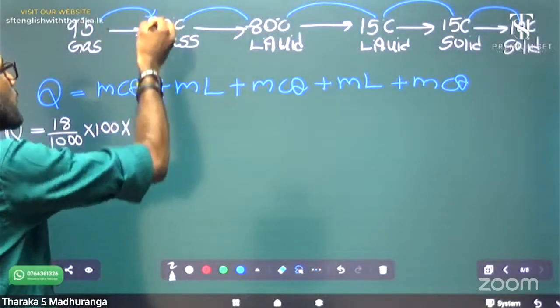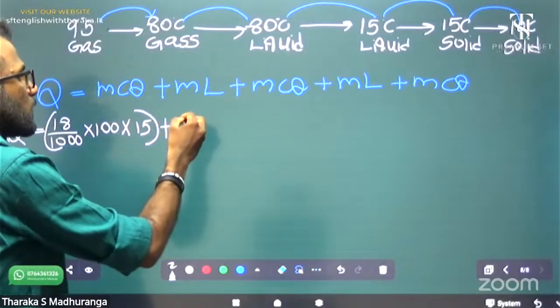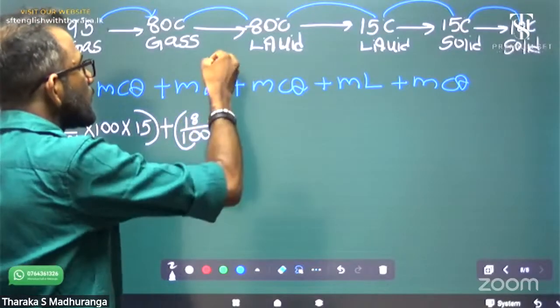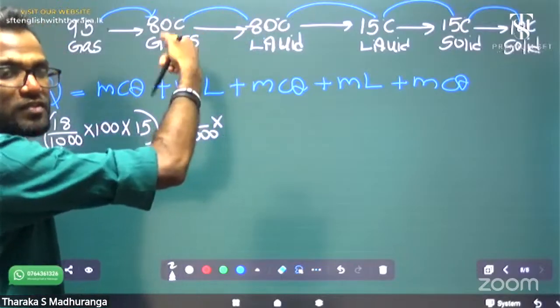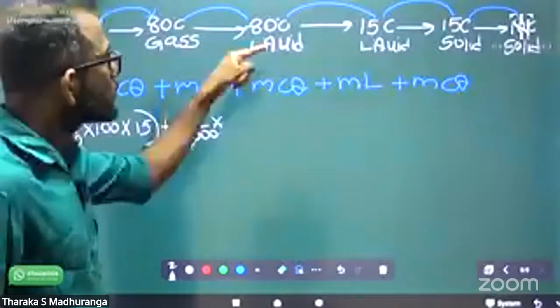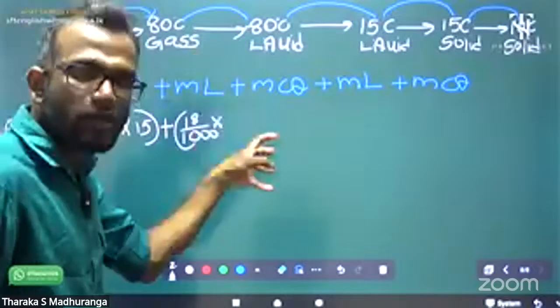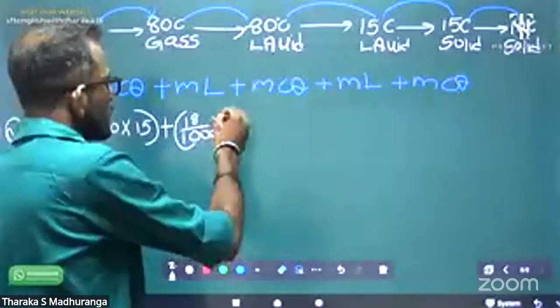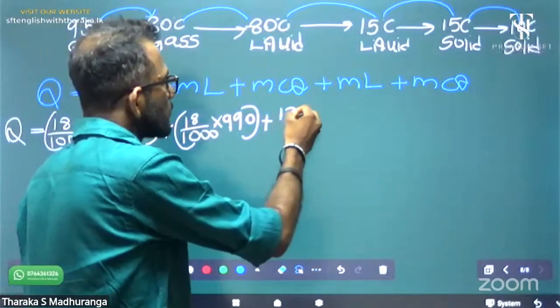Temperature difference 95 to 80, 15. So 15 times 18 over 1000. Plus the specific latent heat of evaporation. Actually, it is not evaporation, that's called condensation, right? I think you can remember the physical state change names. Condensation, gas converts into liquid, but the specific latent heat is common for condensation and evaporation both. It is 990, plus 18 over 1000.